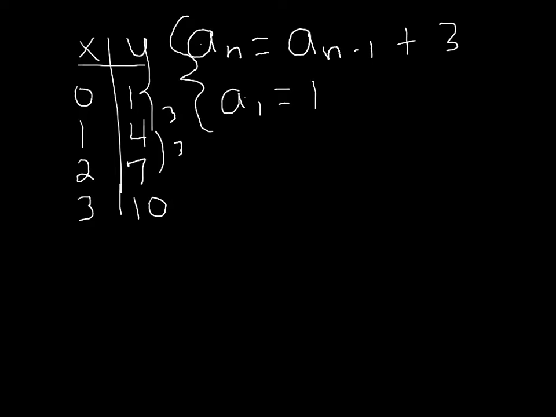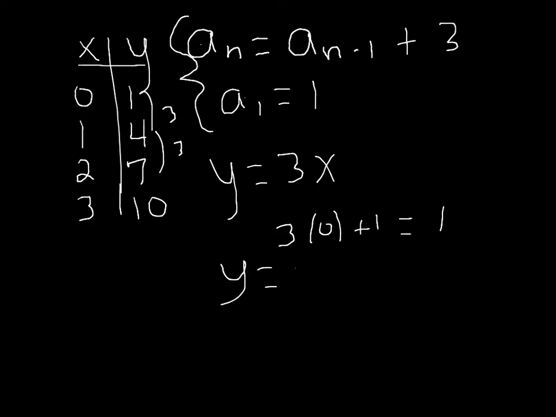And then I have a student also come up and share about the explicit formula, and that they could tell that it was y equals 3x, that 3 was the slope in front of x, and they had to figure out, well, if I had 3 times 0, which was the first x value, how do I get to 1? Well, I would just add 1. So if we tried that formula for all of them, y equals 3x plus 1, if I substituted 1 in for x, 3 times 1 is 3 plus 1 would be 4, 3 times 2 is 6 plus 1 would be 7, and that would work.